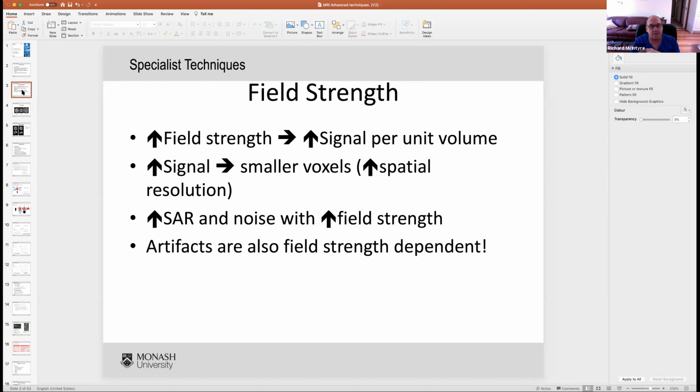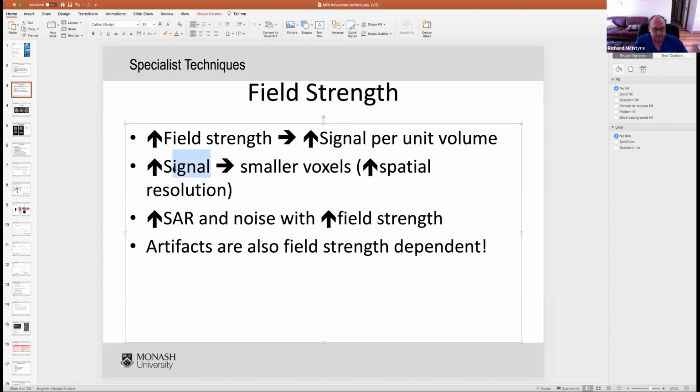So the first specialist technique we're going to cover is field strength. Okay, so when we say field strength, we talk about 1.5T, we talk about 3T, 7T, I think a lot of you guys will be using in your career. It's very exciting. The main difference, or pretty much the only difference between those in as far as image quality goes, is improving signal to noise ratio. Okay, so we improve the SNR.